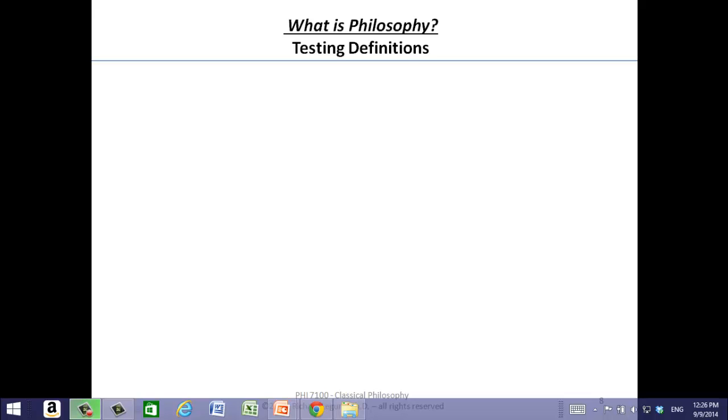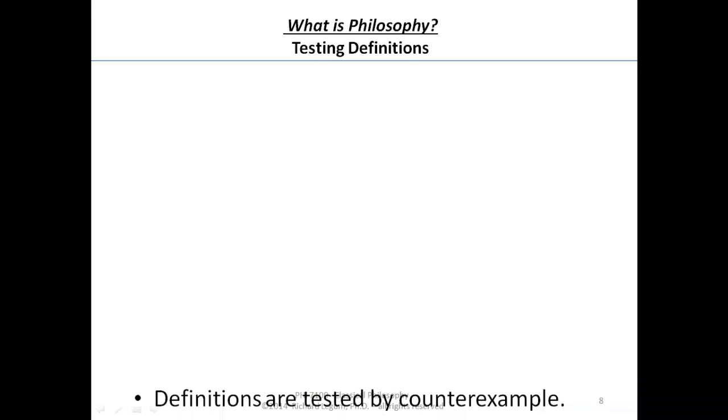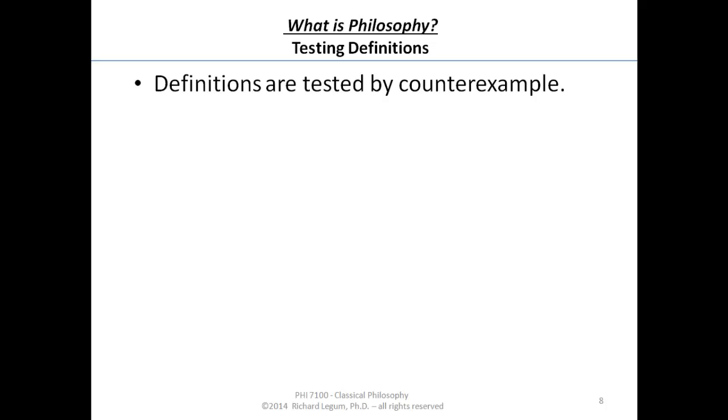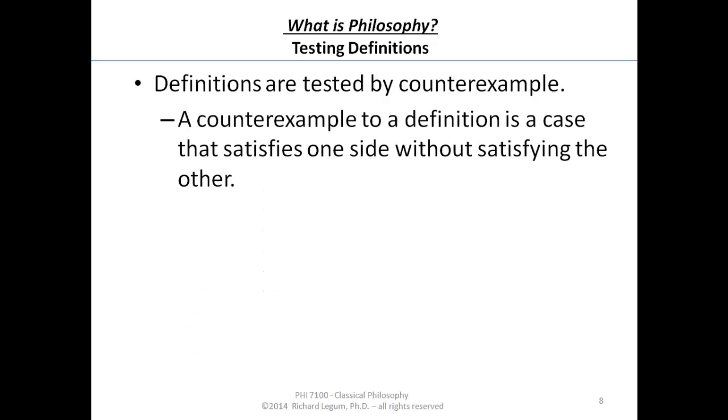And let's talk about the process here of testing definitions. You might say definitions are tested by counterexamples. Now the question is, what is a counterexample? A counterexample to a definition is a case that satisfies one side without satisfying the other. That is, it's an example of something that the definiens, the right side, the thing doing the defining, is true of, but the left side isn't, or vice versa. That is, it's an example showing that the definition is too broad or showing that the definition is too narrow.